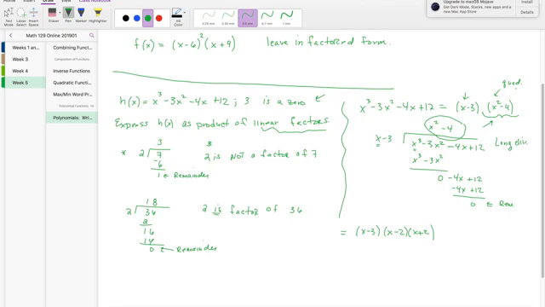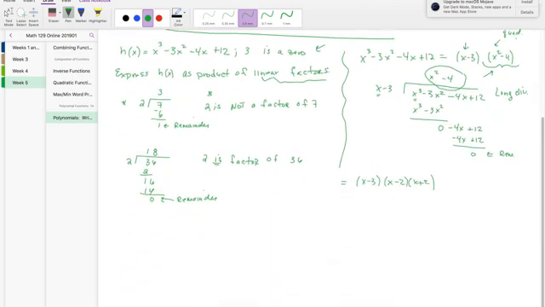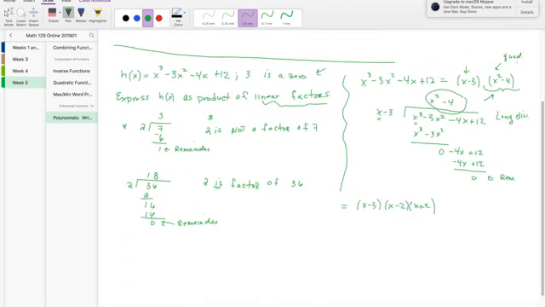So now I have come to my complete answer. I have rewritten h of x as the product of linear factors. All three of these are linear factors. All right, so as a last piece of this video, I just want to show you how you could have come up with that using synthetic division.